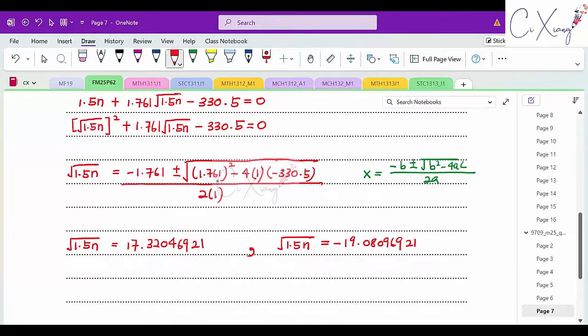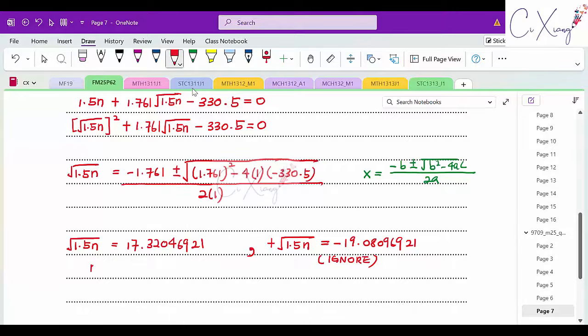Now, this part, definitely I have to ignore the answer. Do you know why? It is because when I have a positive here, there's nothing in front, but actually it means positive. So positive square root of something, it is impossible for you to get a negative value. So we have to ignore this part. Then we continue to solve this one.